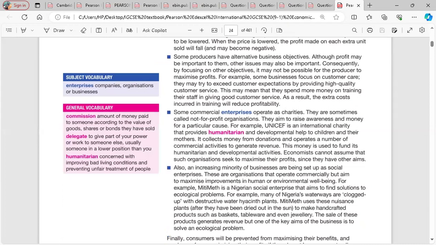And the second one: some producers have alternative business objectives, although profit may be important to them. Other issues may also be important. Consequently, by focusing on other objectives, it may not be possible for the producer to maximize profit. So you might have other objectives like expansion. What else can be your objective? Expansion, relocation. You could have different objectives as an owner, but because you are focused on such objectives, you might not be able to focus on profit maximization. So you won't be able to maximize your profit as a result.